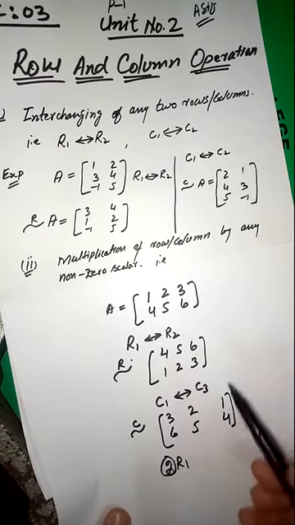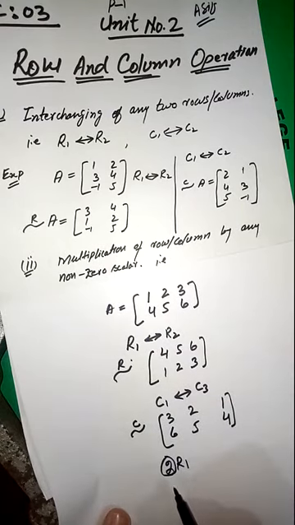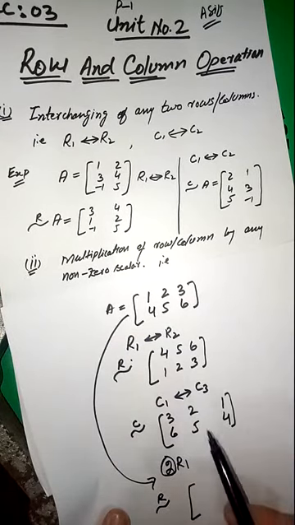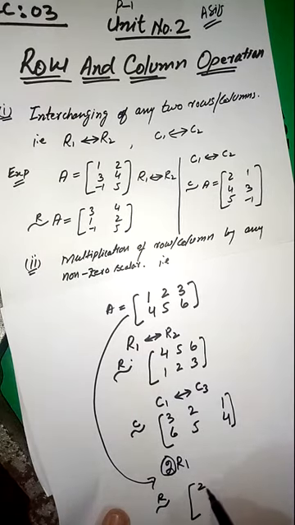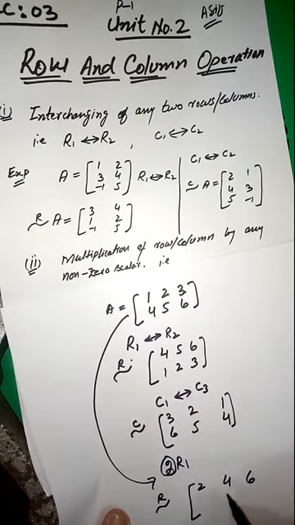Look at this matrix A, 1, 2, 3, 4, 5, 6, and we want to find 2R1. That is a row operation. We multiply 2 with the first element 1, that becomes 2, with the second element 2, that becomes 4, and with the third element 3, that becomes 6, and the second row stays 4, 5 and 6. So that is called multiplication of a row by any non-zero scalar.